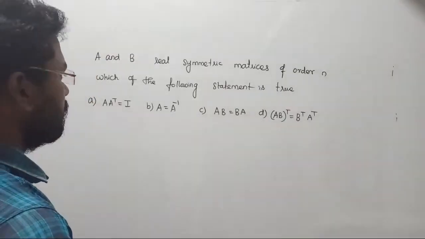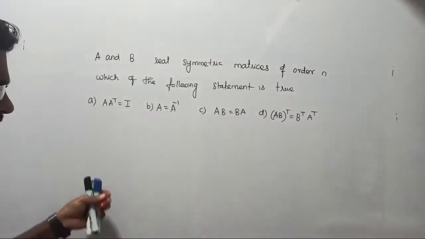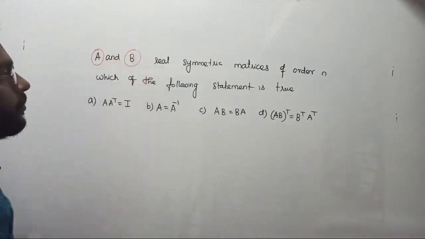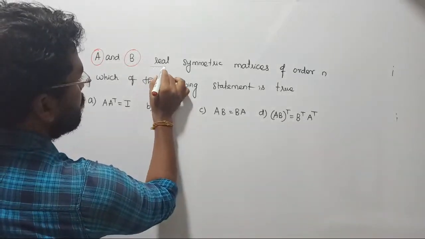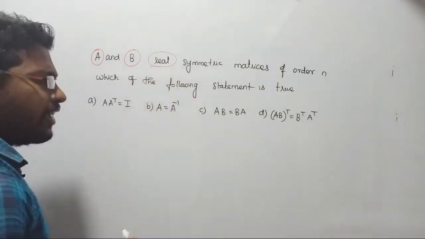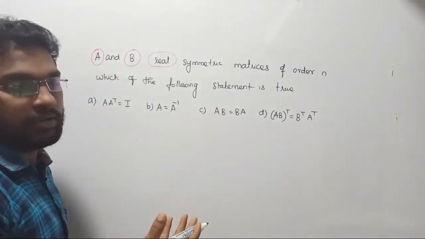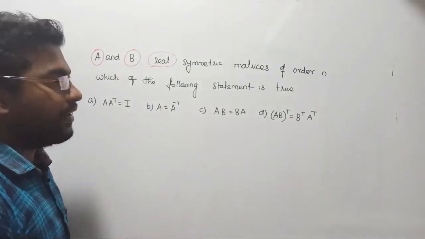What possibilities are there? See, what is the statement? We are talking about two matrices, matrix A and matrix B, and they gave a property. These two matrices are real. Real in the sense that inside the matrix there are no imaginary values or complex variables. You'll have only purely real values.